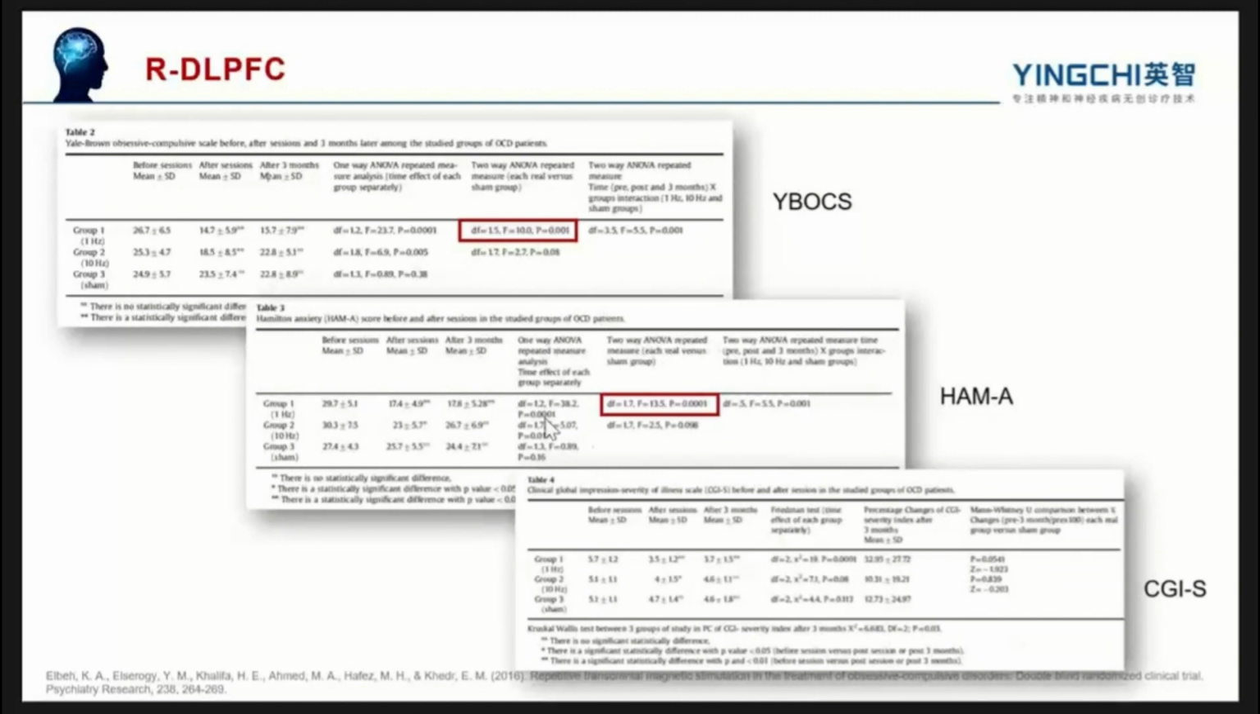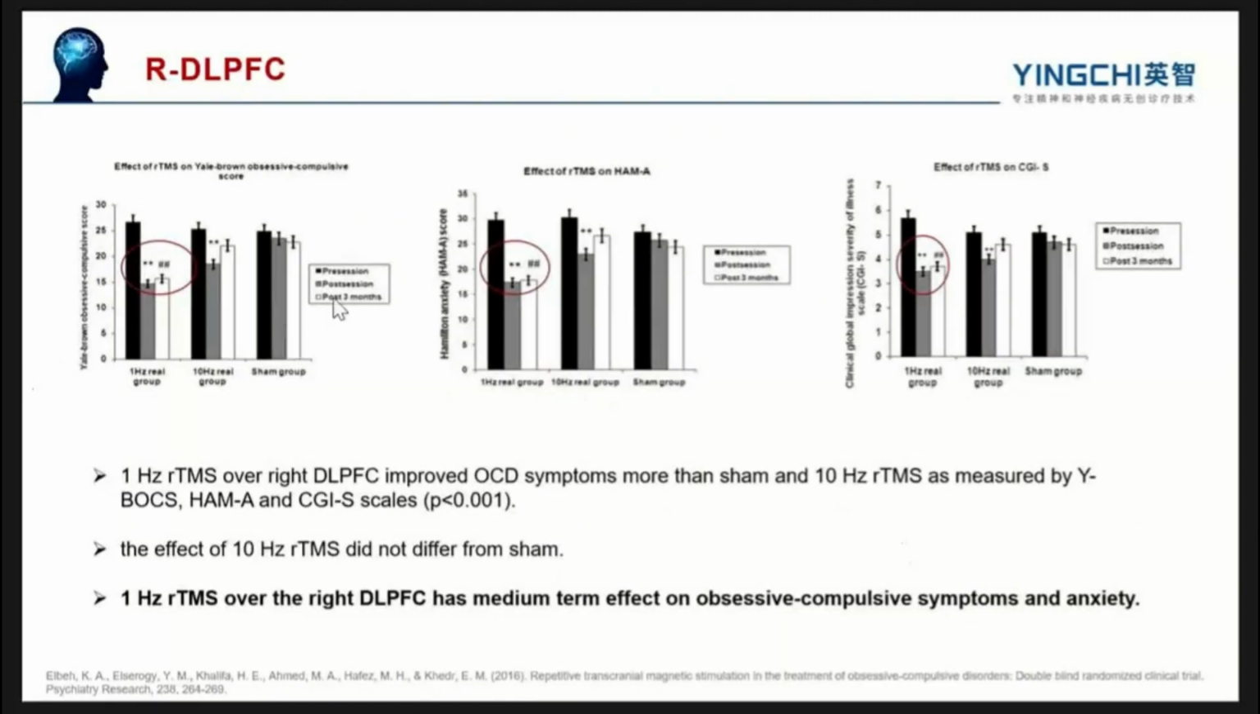And we can also see the same trend in the evaluation of the Hamilton Anxiety Scale. In this scale, it didn't find a significant difference in the different groups. From the figure, in the 1 hertz group, the improvement can be maintained to 3 months. This is the 3 months column. And the effect of 1 hertz can be maintained to 3 months.